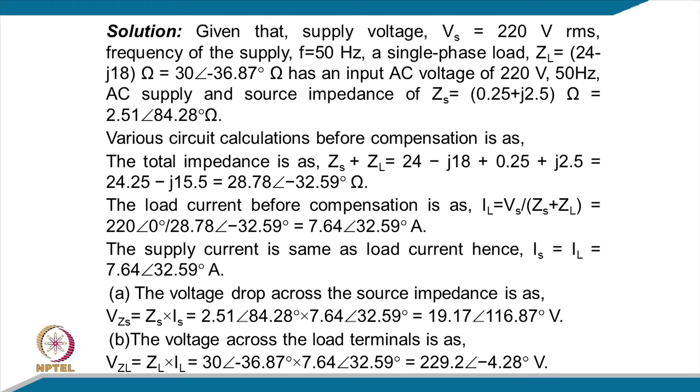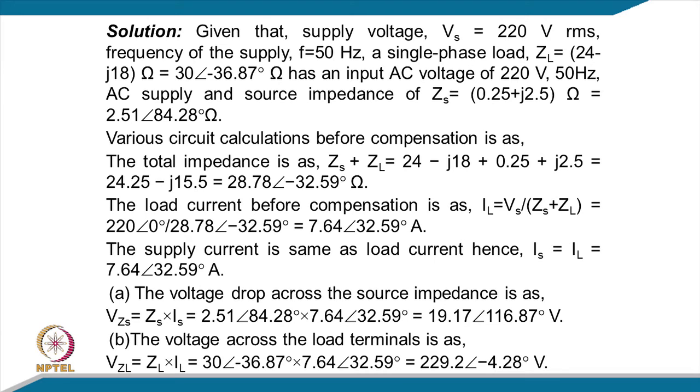So, the total impedance ZS plus ZL before the compensation is of the order of 28.78 at the angle of minus 32.59, and the total current before the compensation is IS equals Vs upon ZS plus ZL. So it comes to 7.64 at the angle of 32.59 ampere. The supply current is the same as the load current, IS equal to IL, which is 7.64 at the angle of 32.59, and the voltage drop across the source impedance is ZS times IS.